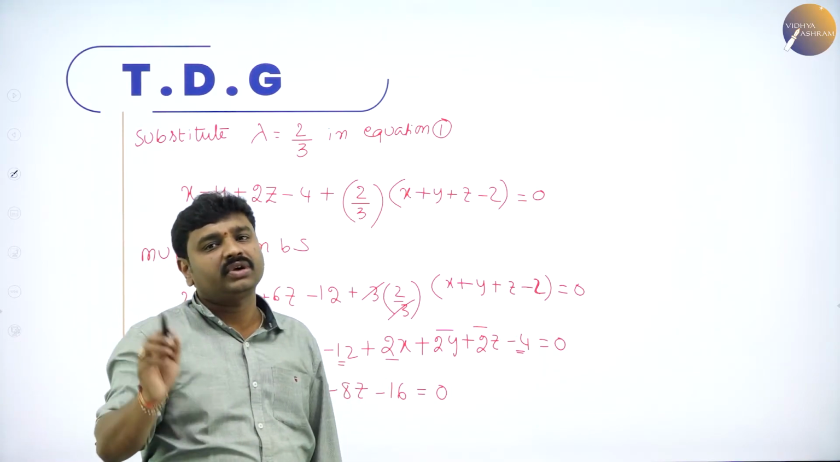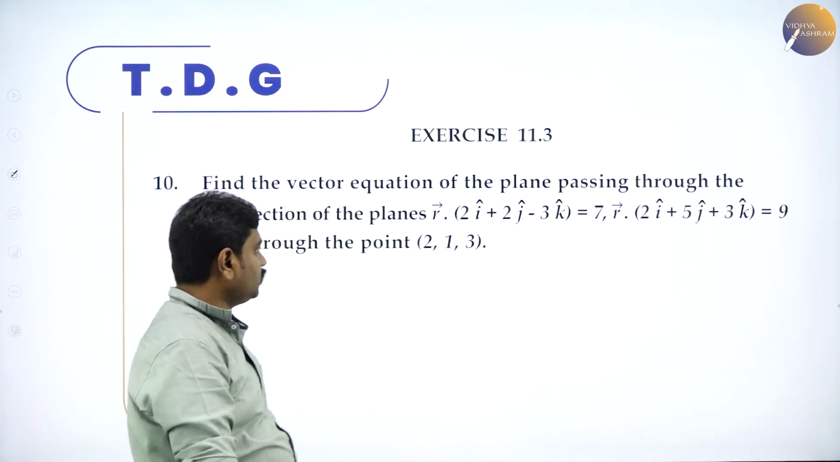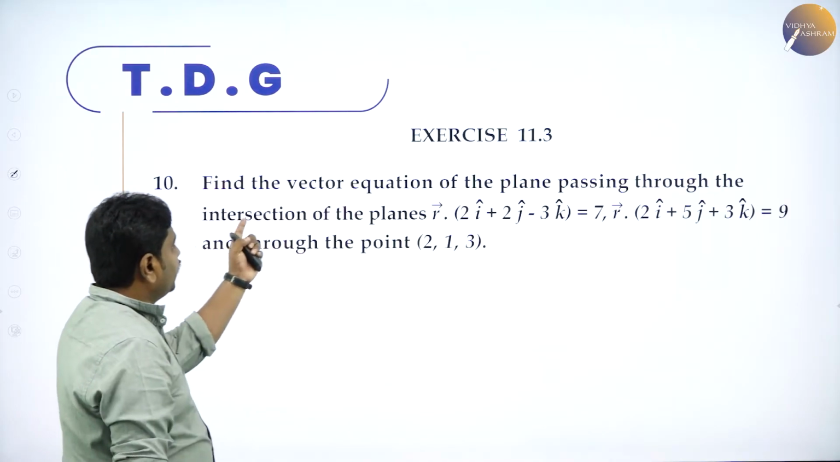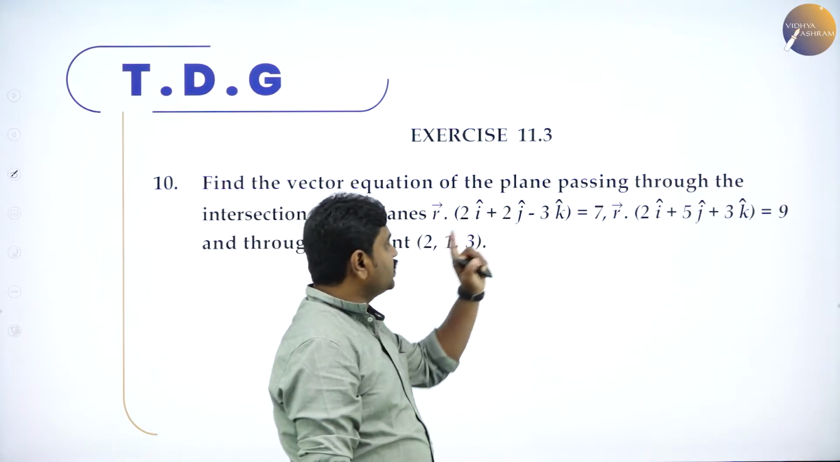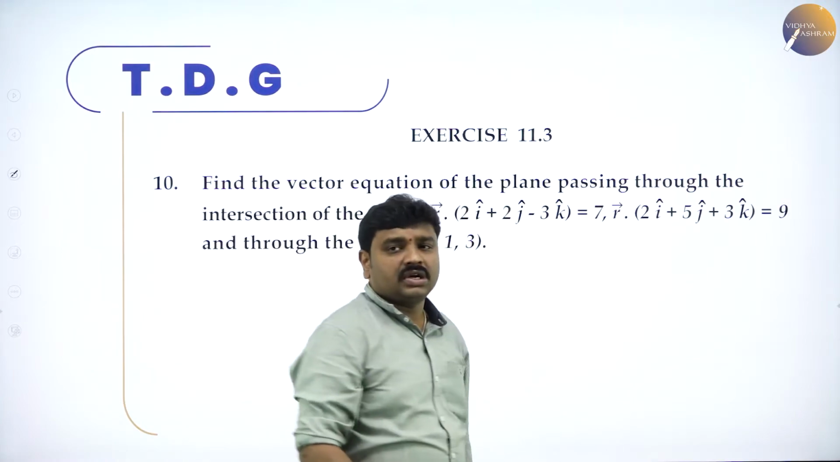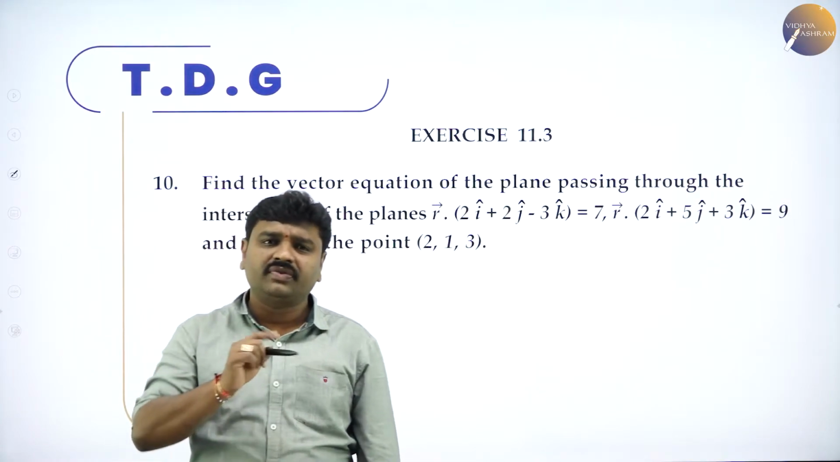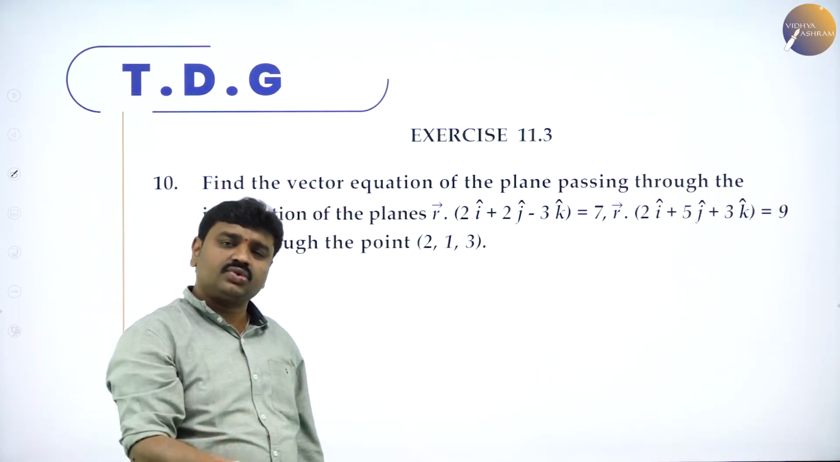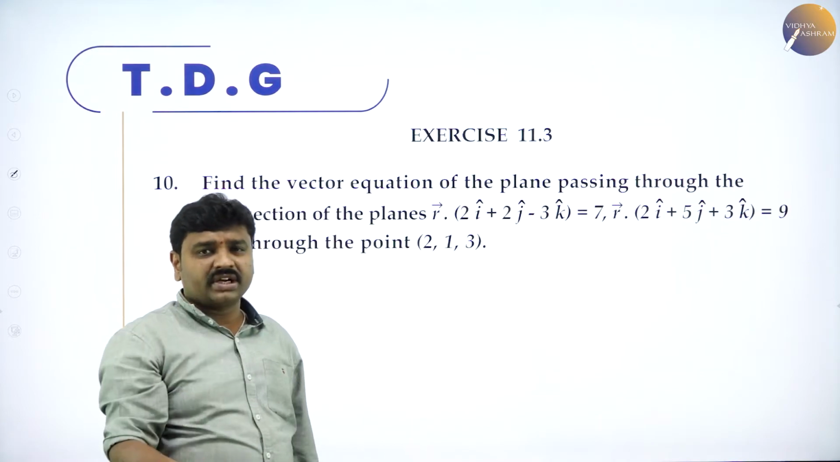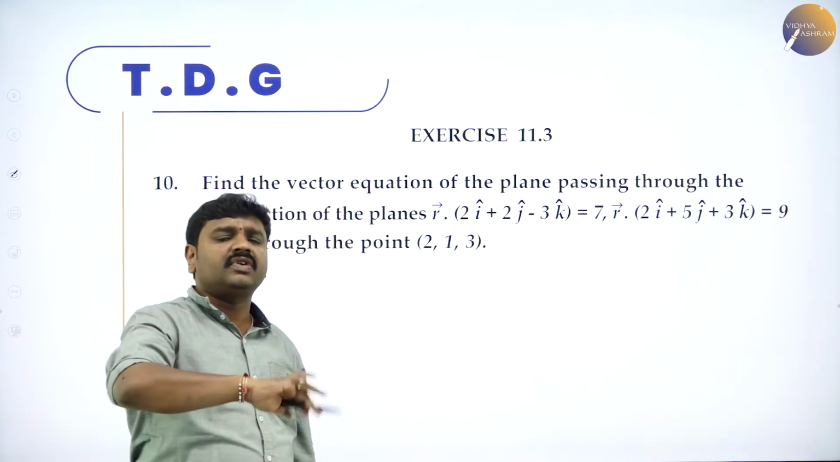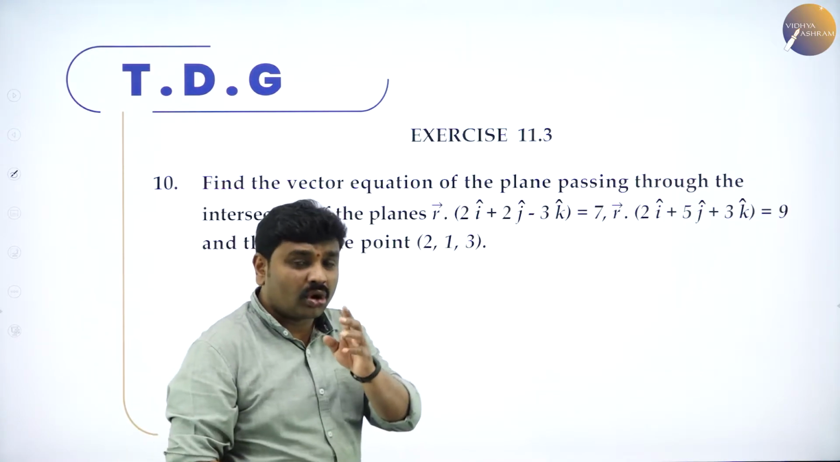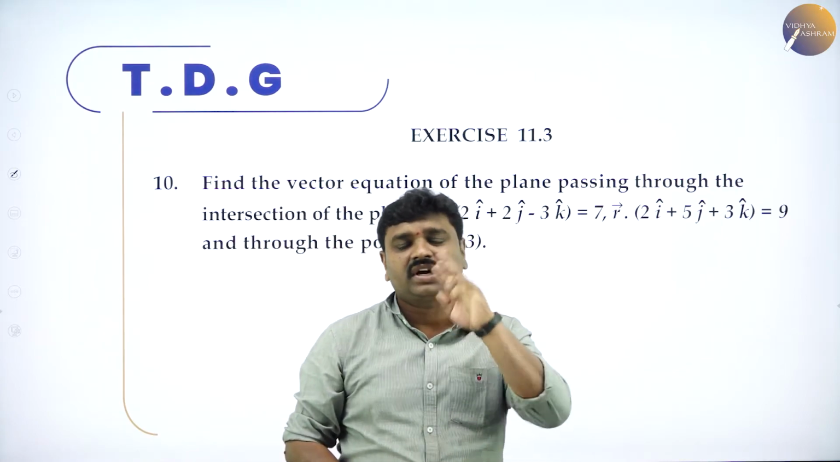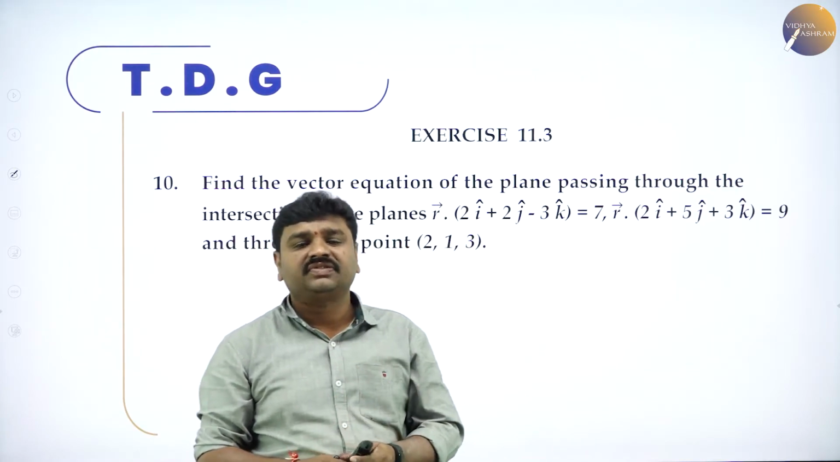P1 plus lambda P2 equal to 0. Then find the vector equation of the plane passing through the intersection of two planes. So now we have done the Cartesian equation. They want the vector equation. The simple technique is to convert this vector form to Cartesian, use the same old method, and you will get a plane in Cartesian form. Again convert it into vector form. That means you should know how to convert vector to Cartesian and Cartesian to vector. So one method is sufficient to solve.